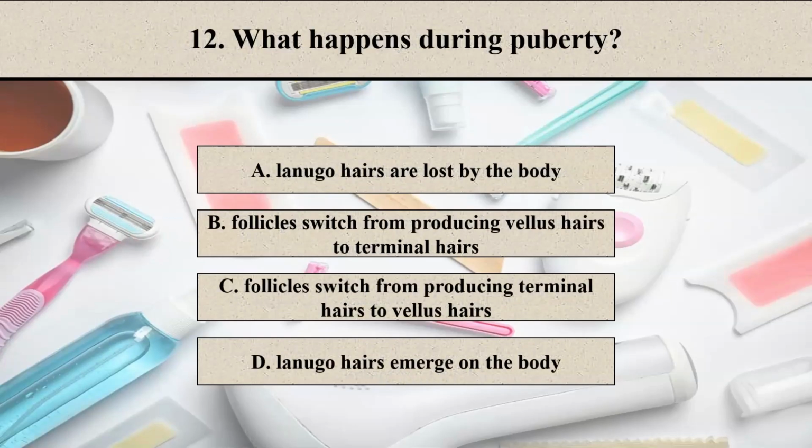What happens during puberty? Is it lanugo hairs are lost by the body? Follicles switch from producing vellus hairs to terminal hairs. Follicles switch from producing terminal hairs to vellus hairs. Lanugo hairs emerge on the body. If you chose B, follicles switch from producing vellus hairs to terminal hairs, you are correct.